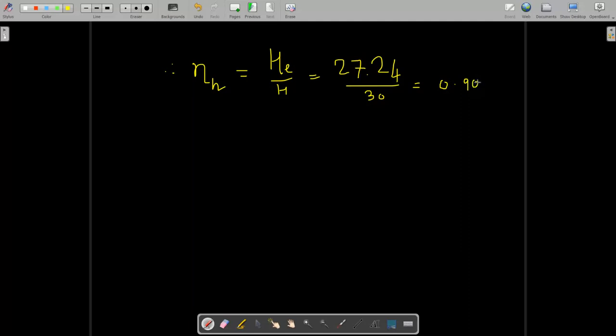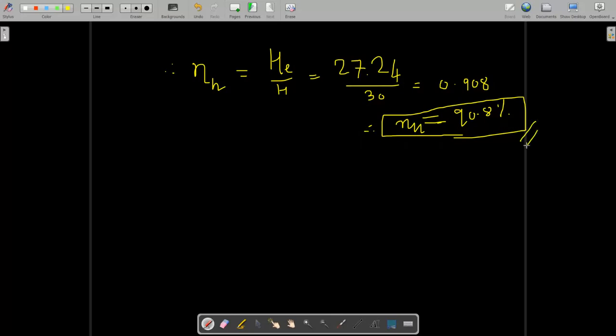So we can write hydraulic efficiency as Euler's head divided by total head. Euler's head is what? Just we have found 27.24 meter divided by 30. When you convert into percentage, first it will come out as 0.908, or you can say that 90.8% is the hydraulic efficiency. So this is the way you have to answer.